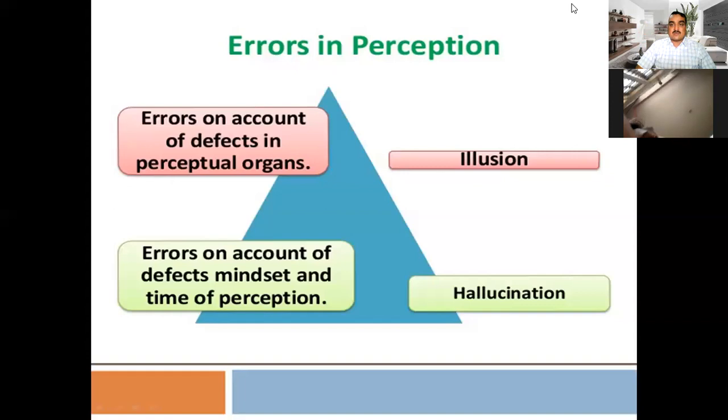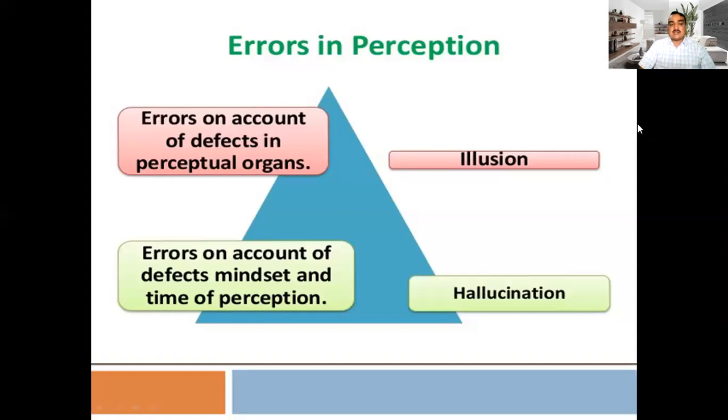The next form is known as hallucination. That is nothing but errors on account of defective mindset. The thought process is really wrong. If I am not getting the right information because of that, it is known as hallucination. Errors on account of defects in mindset as well as the time of perception, if wrong, are known as hallucination.